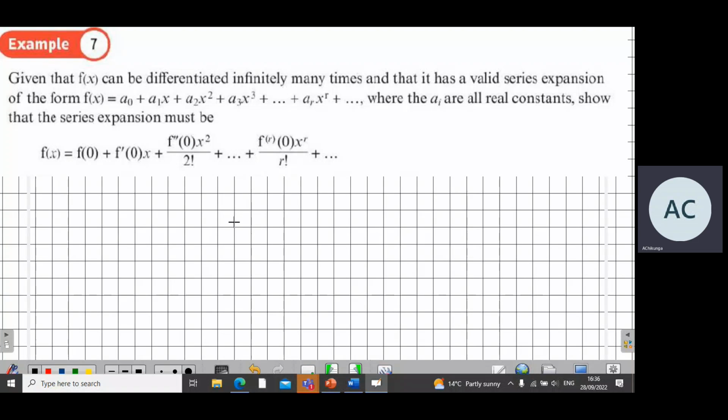So here I would like to prove the Maclaurin's formula, the Maclaurin's series. It is a formula that is used to express certain functions as an infinite sum of terms in the form of ax to the power of n.